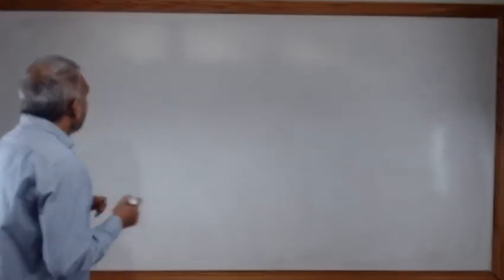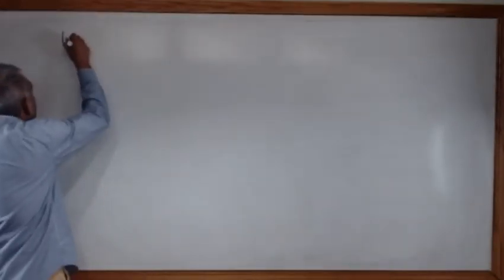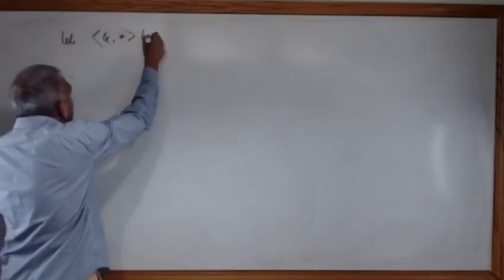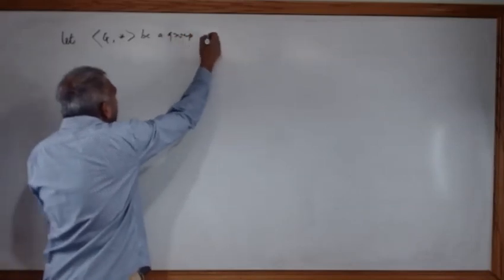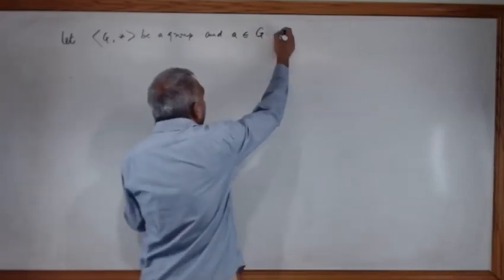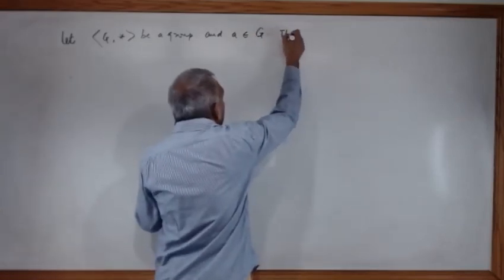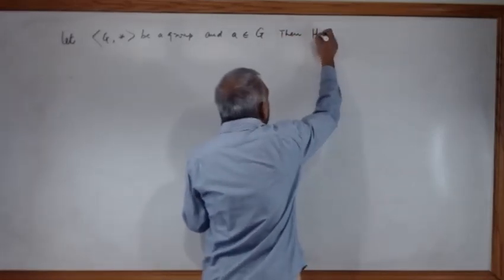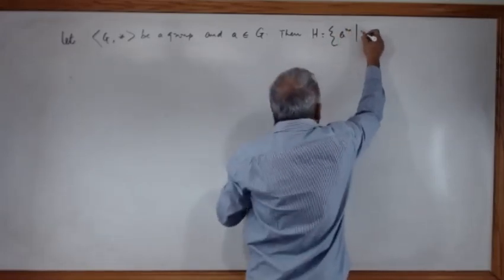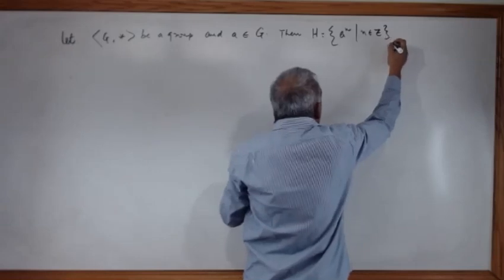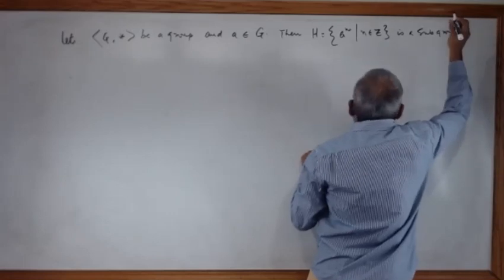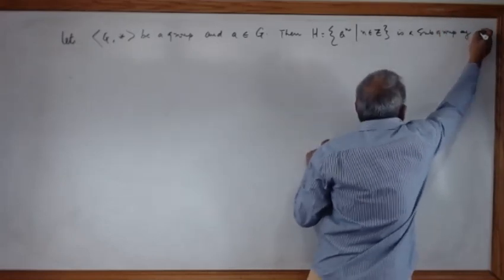Let us prove a very simple theorem. Let (G, star) be a group and a belongs to G. Then the set H equal to a to the power of n, where n belongs to Z, is a subgroup of G.